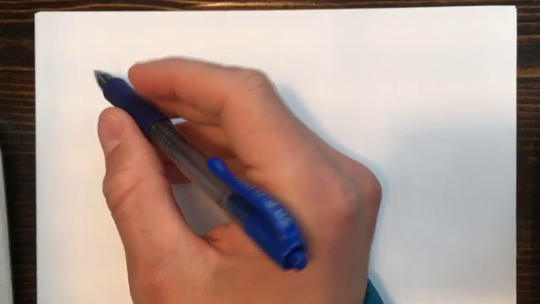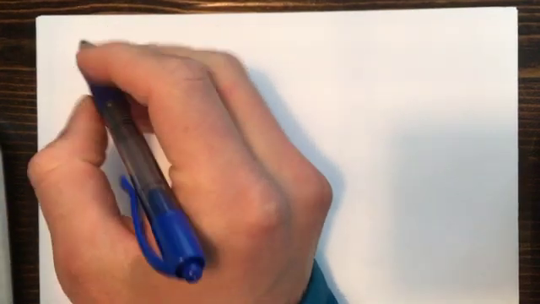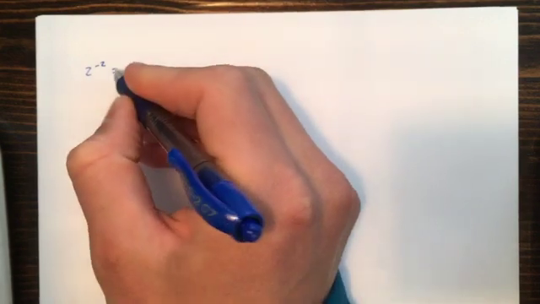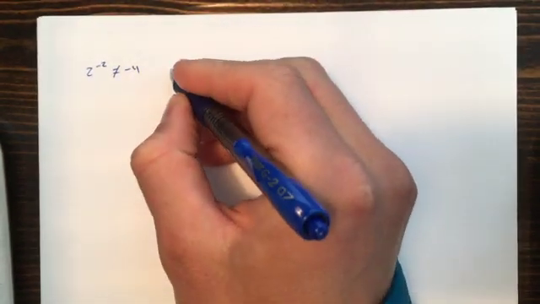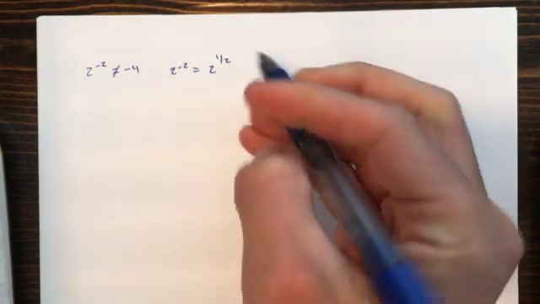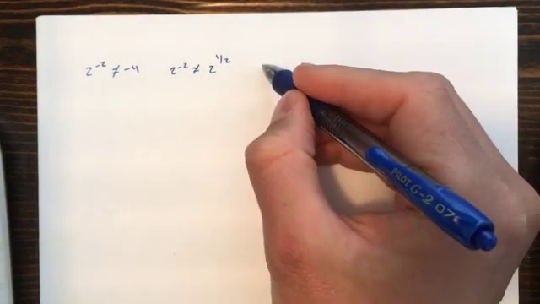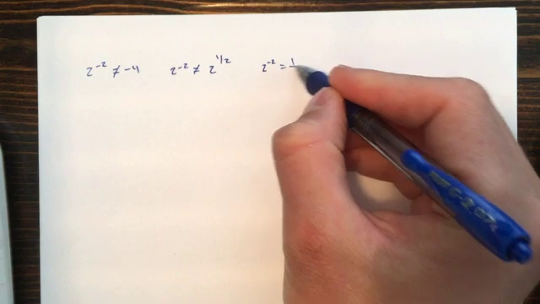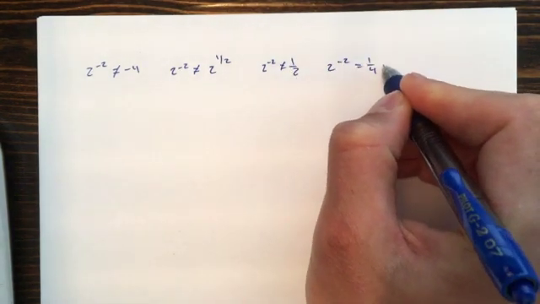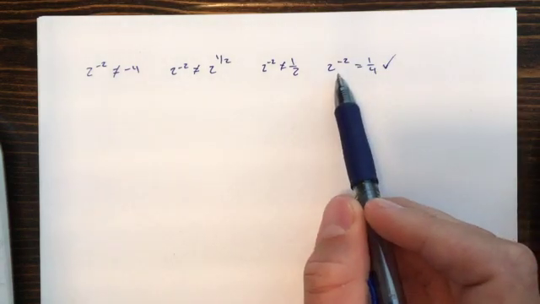So for number 1, it gives us a bunch of equations and asks us if they are true. Is 2 to the negative 2 equal to negative 4? No, it is not. Is 2 to the negative 2 equal to 2 to the 1/2? No, it is not. Is 2 to the negative 2 equal to 1/2? Nope. Is 2 to the negative 2 equal to 1/4? Yes, it is. That's what 2 to the negative 2 means.